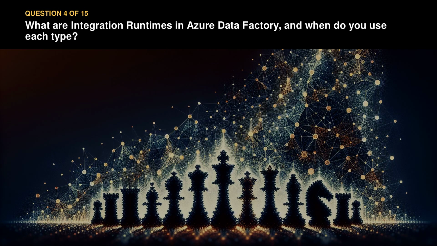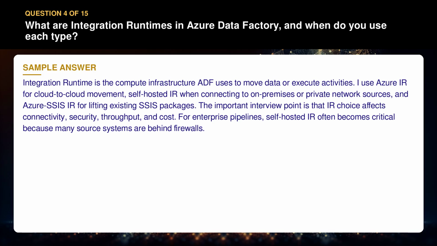Question 4. What are integration runtimes in Azure Data Factory, and when do you use each type? Integration runtime is the compute infrastructure ADF uses to move data or execute activities. I use Azure IR for cloud-to-cloud movement, self-hosted IR when connecting to on-premises or private network sources, and Azure-SSIS IR for lifting existing SSIS packages. The important interview point is that IR choice affects connectivity, security, throughput, and cost. For enterprise pipelines, self-hosted IR often becomes critical because many source systems are behind firewalls.